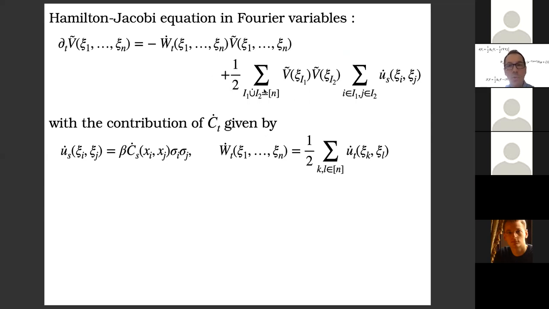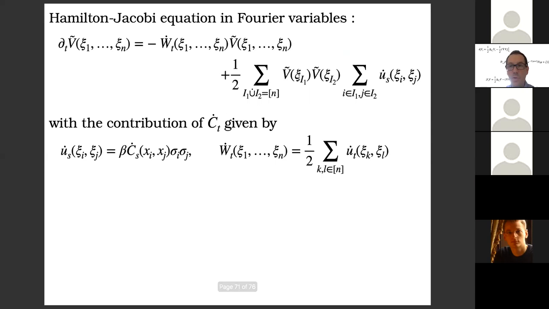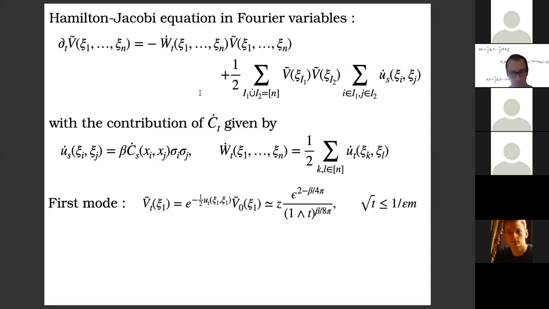In this representation, we started from a Hamilton-Jacobi equation which depends on C dot t, namely on our covariance, and the covariance has some impact in terms of this function U dot. So W is also depending on U dot, and therefore on the covariance. The first mode, as I say, depends only on itself and can be computed. And as you can see, it decays when the size of the renormalization grows.